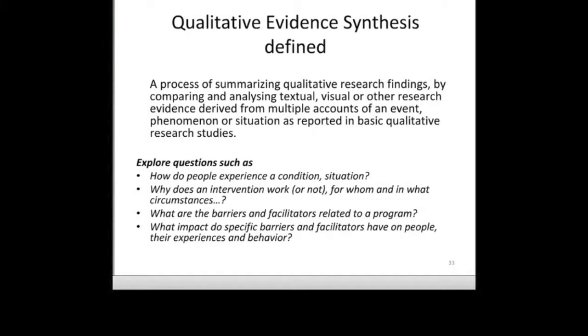So what I wanted to present next is a short definition of qualitative evidence synthesis that we came up with in our Cochrane guidance chapter on dealing with qualitative research. It is a process of summarizing qualitative research findings by comparing and analyzing textual, visual, or other sort of research evidence. It might even be performance or dance-related type of evidence. It can be derived from multiple accounts or just one event, one phenomenon, or a situation. And the important thing is that it has to be reported in basic qualitative research studies.